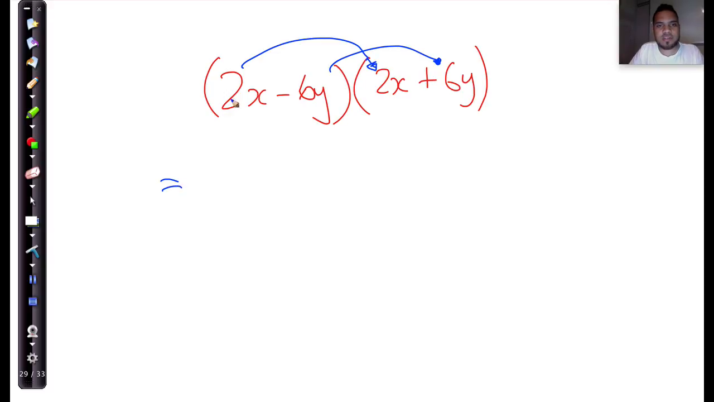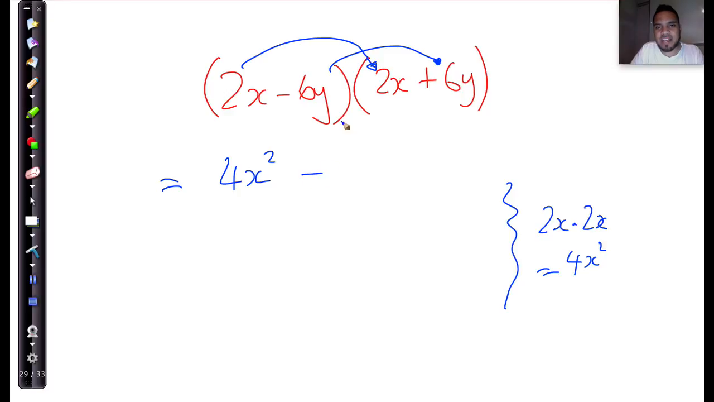So that is equal to 2x times 2x, and you can work it out. 2x multiplied by 2x is 2 times 2, which is 4, and x times x is x squared. So this is going to be 4x squared. A negative times a positive is a negative, and 6y times 6y is 36y squared. Okay, so those are key difference of squares examples. Let me give you another one.